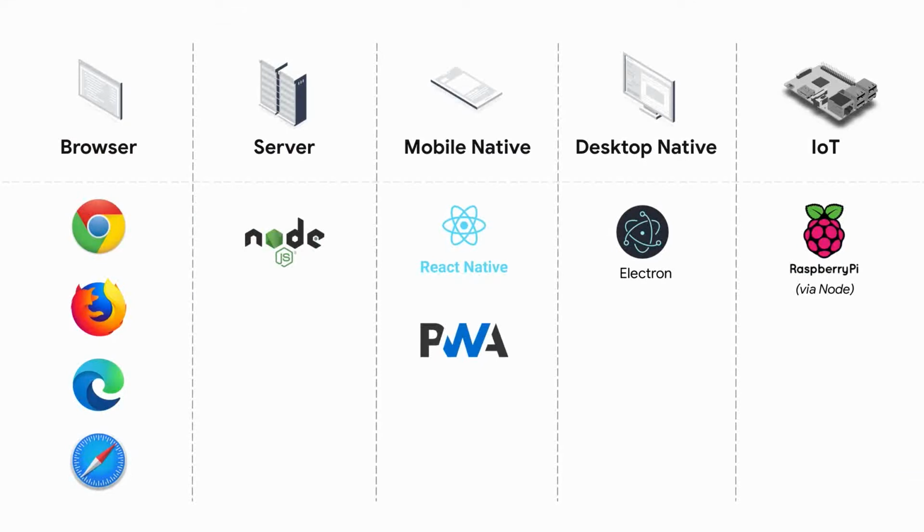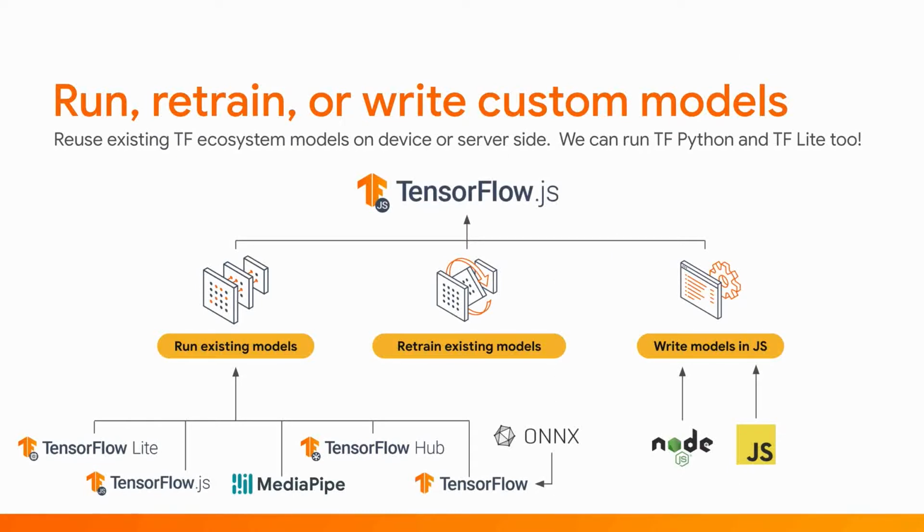Common web browsers, server-side via Node.js, mobile native via React Native or progressive web apps, desktop native via Electron, and even IoT devices like a Raspberry Pi via Node. And you can run existing models, retrain via transfer learning, or write your own models completely from scratch if you so desire, just like you might know how to do in Python, but in JavaScript or Node.js.